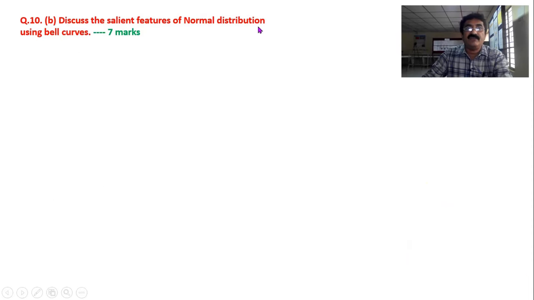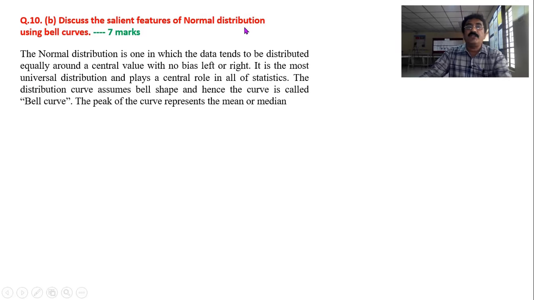Discuss the salient features of normal distribution curve using bell curve. Normal distribution means if you take this as center, this side and that side have equal distribution. Like for example, in your section of 70 students, among 70, 100 marks, 100 marks, let us say 90 marks.